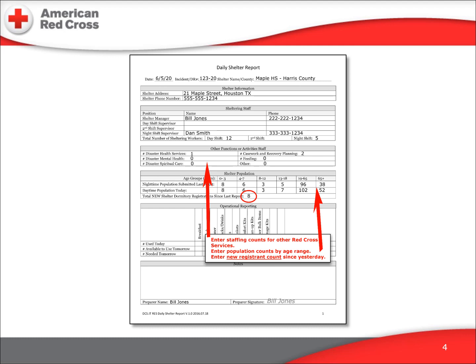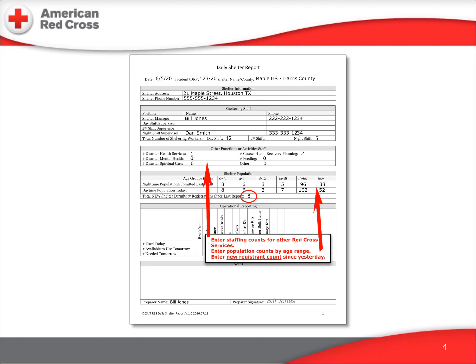This is important. If one of the 12 staffers on the day shift in our example form is placed in charge of feeding, that person is counted among the 12, not as a separate staffer in feeding in this box. On this example form, the manager is indicating that there is 1 DHS person and 2 caseworkers assigned to the shelter who are not included in the staffing counts of 12 and 5 above.